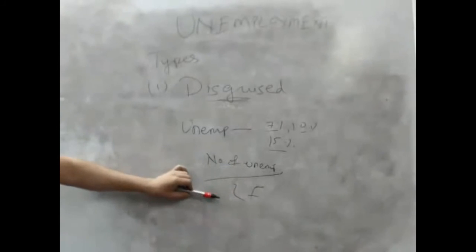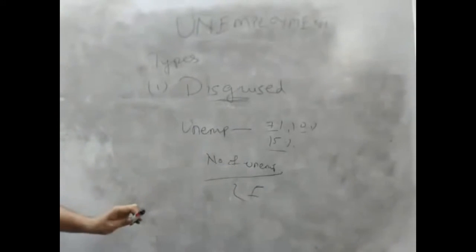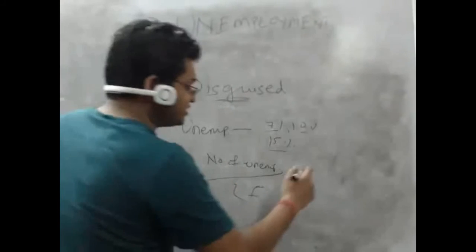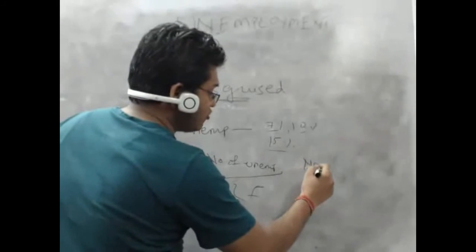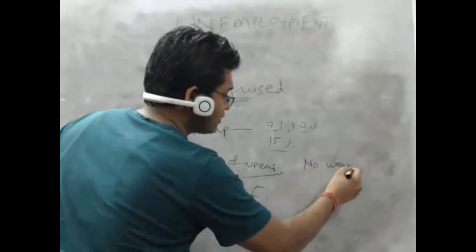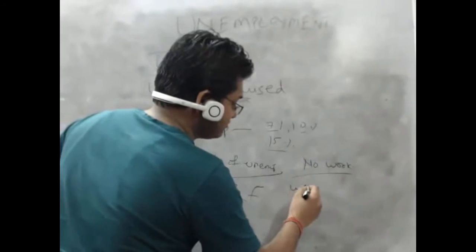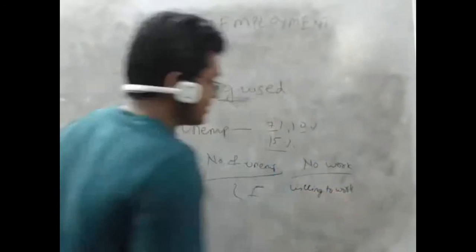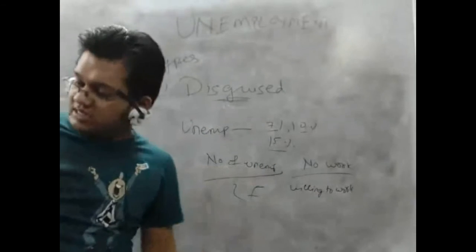Willing to work but no job. Simply think, not from an economic sense but from a general point of view: no work divided by willing to work. Okay? No work divided by willing to work is the unemployment rate. Okay? Is it clear? Is this part clear to you?